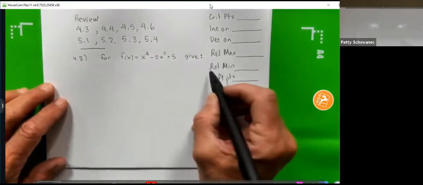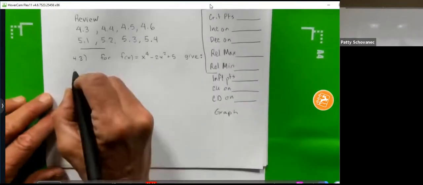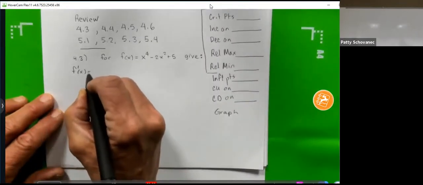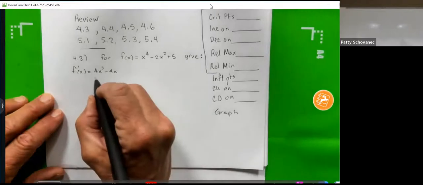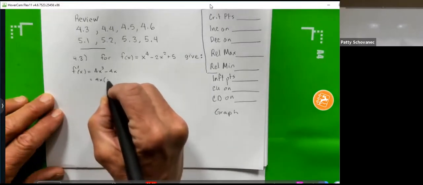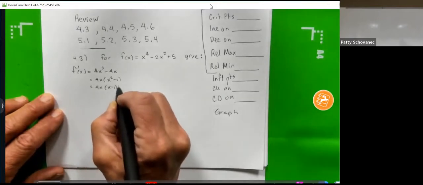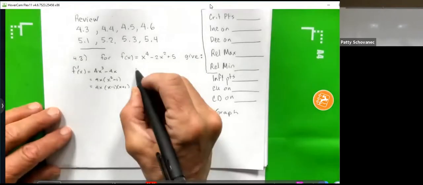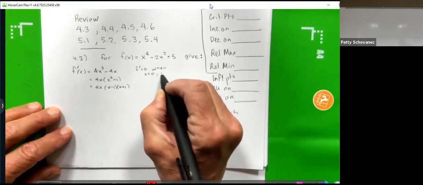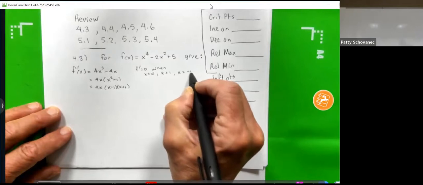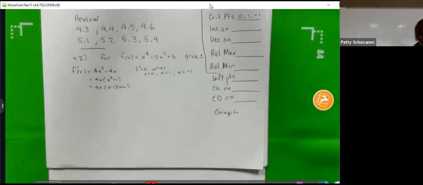Go along. All this first bit here can be done with the first derivative. So for the first derivative, I'm getting 4x cubed minus 4x. And so I'm going to factor out a 4x, and the other factor being x squared minus 1, which factors yet again. So f prime is 0 when each of those factors is 0. So we get x is 0, x is 1, x is negative 1. Those are the x coordinates of the critical points.